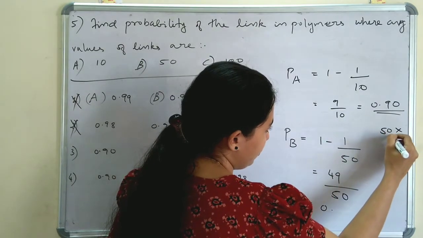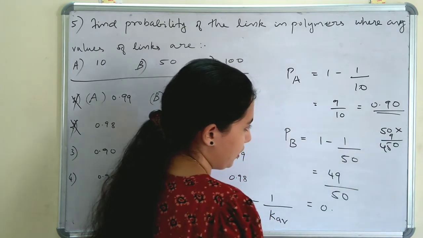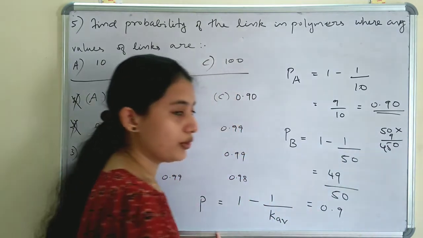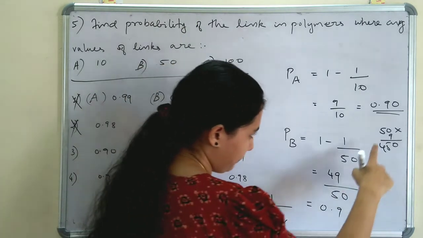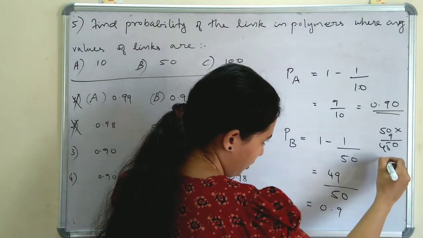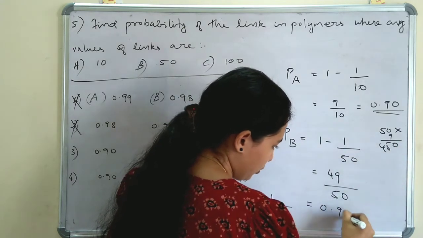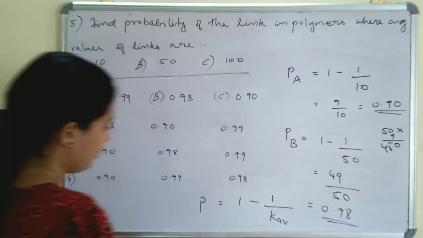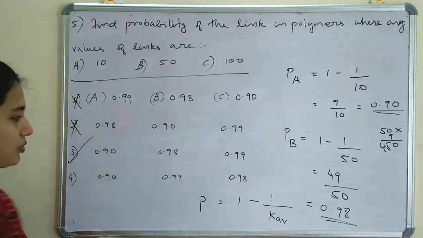50 into 9 is 450. So 490 minus 450 is again 40. 450 can't be taken, so 8. So 0.98. So the option 0.98 for B, so the third option is right.